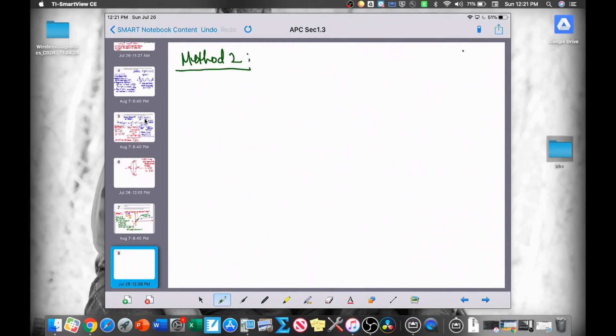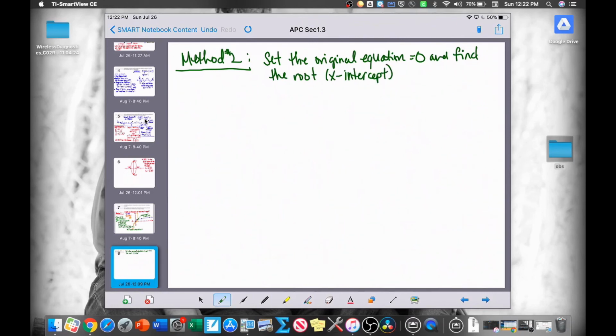So method number 2, we are going to set the original equation equal to 0, and we're going to find the root, which is the x-intercept of the graph. Okay, so the graph is going to look completely different. We're only going to have one curve this time. Let me show you what I mean.